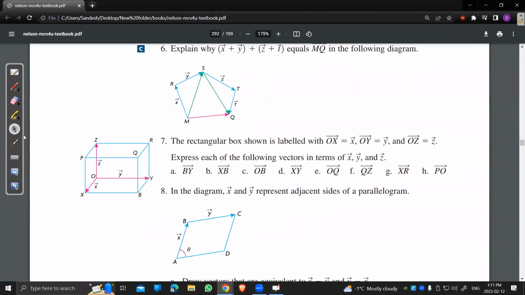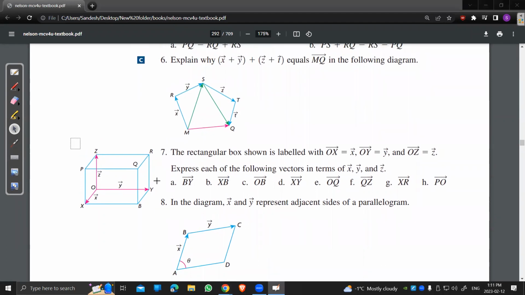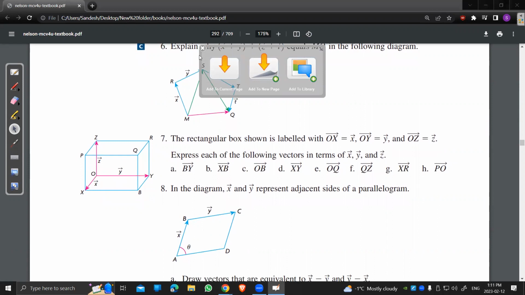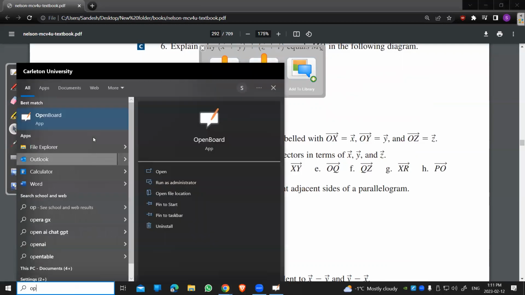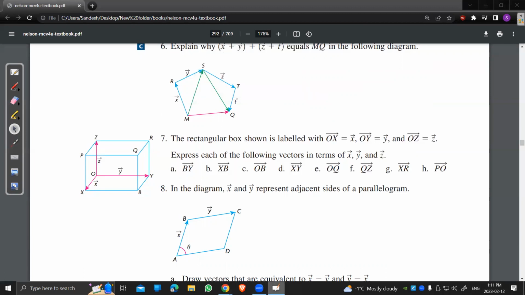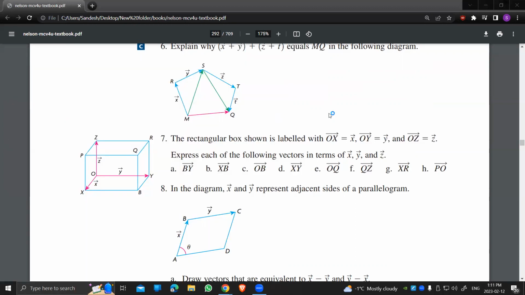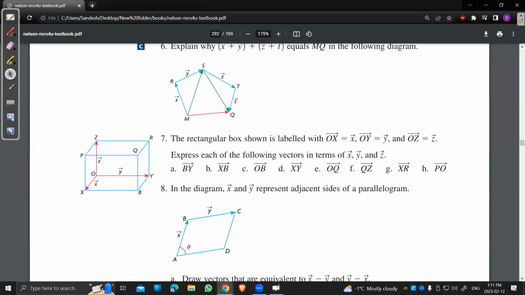Let's do something else. This is another box question that's gonna be similar to what we did yesterday. All right, so let's do this one, number 7.